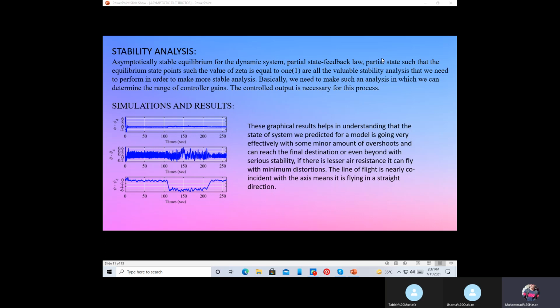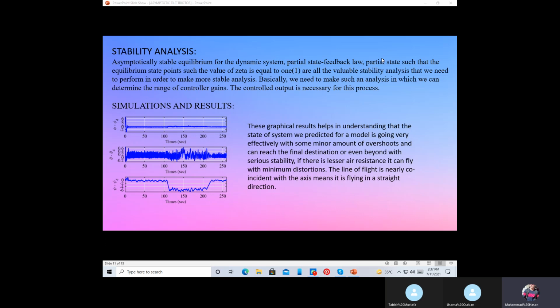They are converging on the same points, meaning they are relatively close. They are staying close to the equilibrium point. This is what asymptotically stable means. These graphical results help in understanding that the state of the system we predicted for our model is going very effectively.